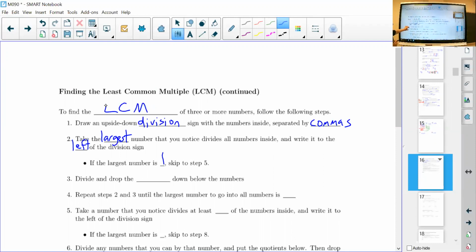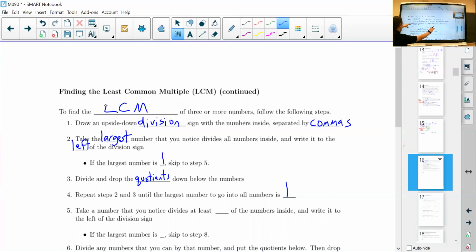If not, take out whatever it is, maybe it's a 3, maybe it's a 15, divide and drop the quotients down below the numbers. And repeat steps 2 and 3, so just keep doing this over and over, until the biggest number that goes into all of them is 1.